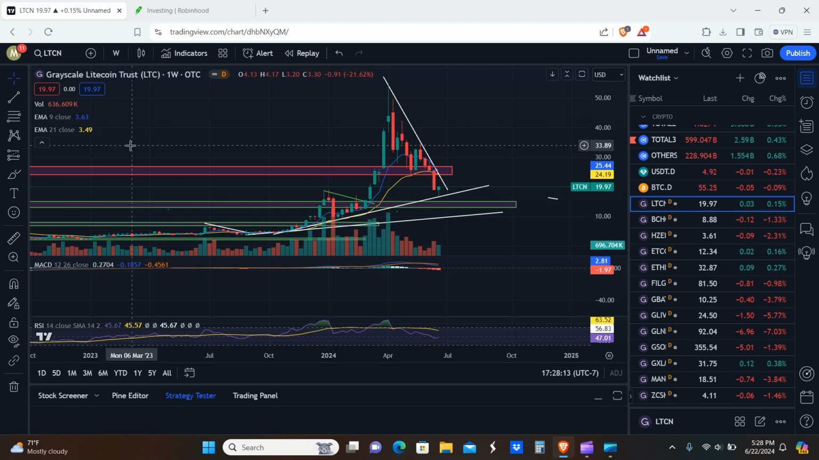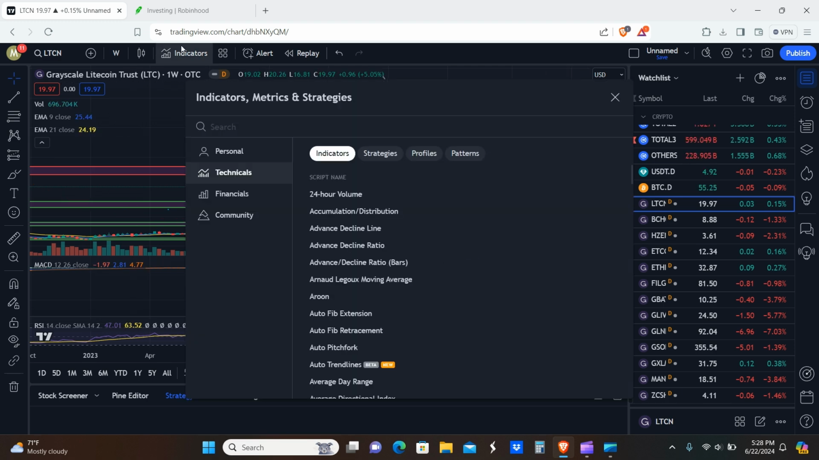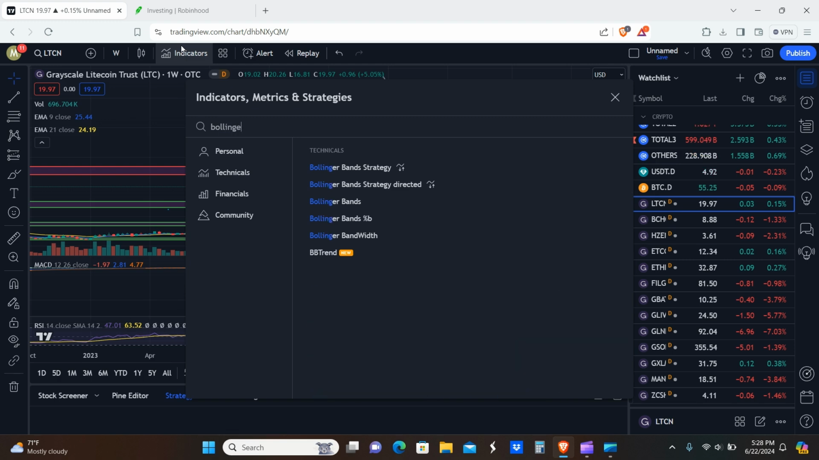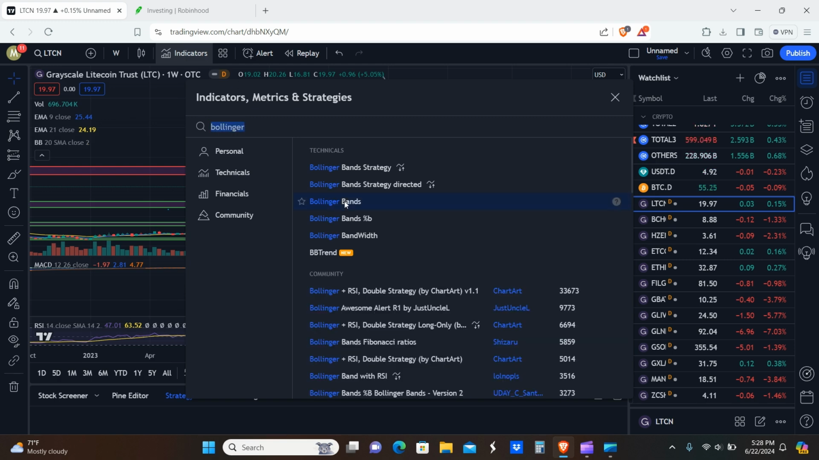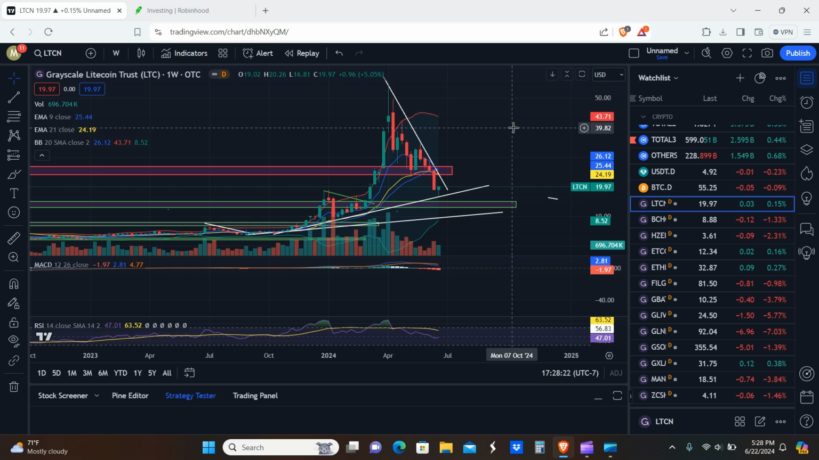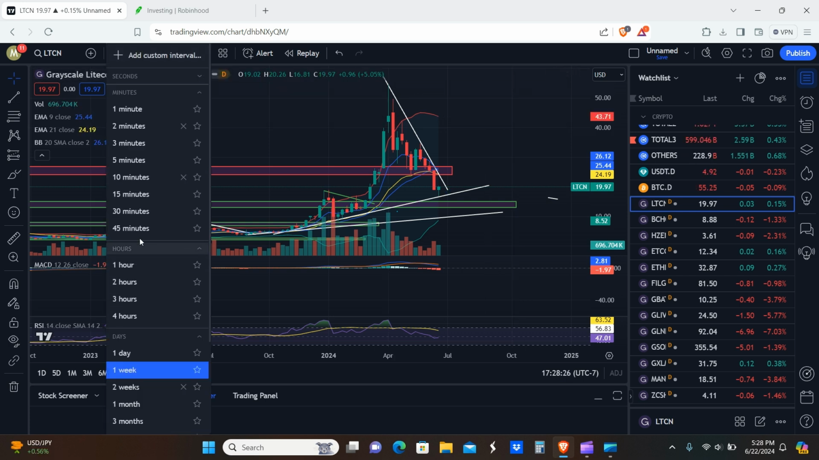Okay, I'm actually also going to remove one of the EMAs, and we're going to go over the Bollinger Bands as well, so we can take a look at the macro time frame and see if maybe there's a reversal on the horizon. So let's take a look at that first.